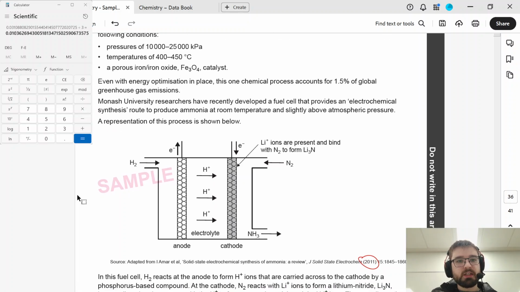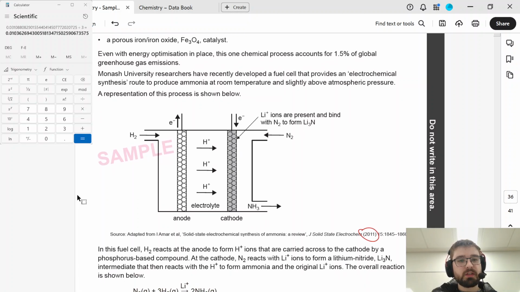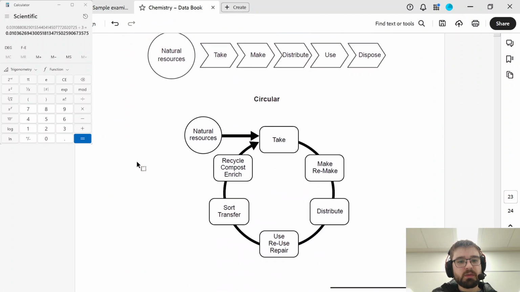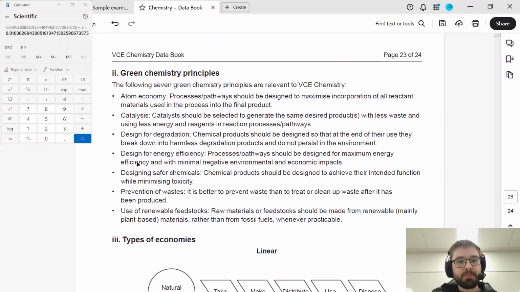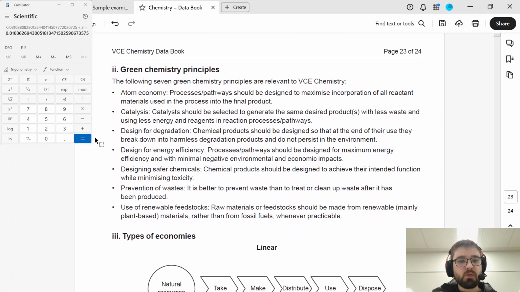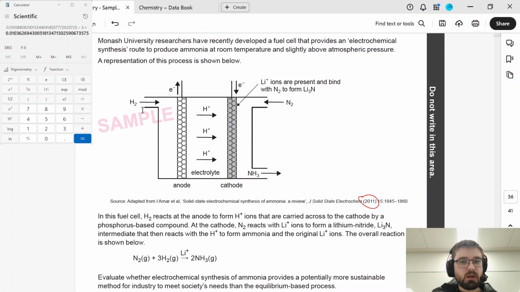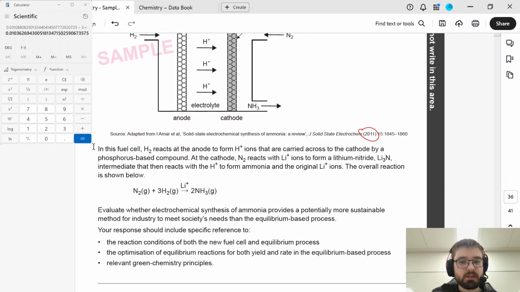You could say it doesn't need to use the porous iron catalyst anymore, so therefore it's going to be more sustainable, because of that, in terms of potentially thinking about the prevention of wastes. Now you do have to use other phosphorus-based things, and the sustainability is going to be determined by the sustainability there. The optimization of equilibrium reactions for both yield and rate in the equilibrium-based process.